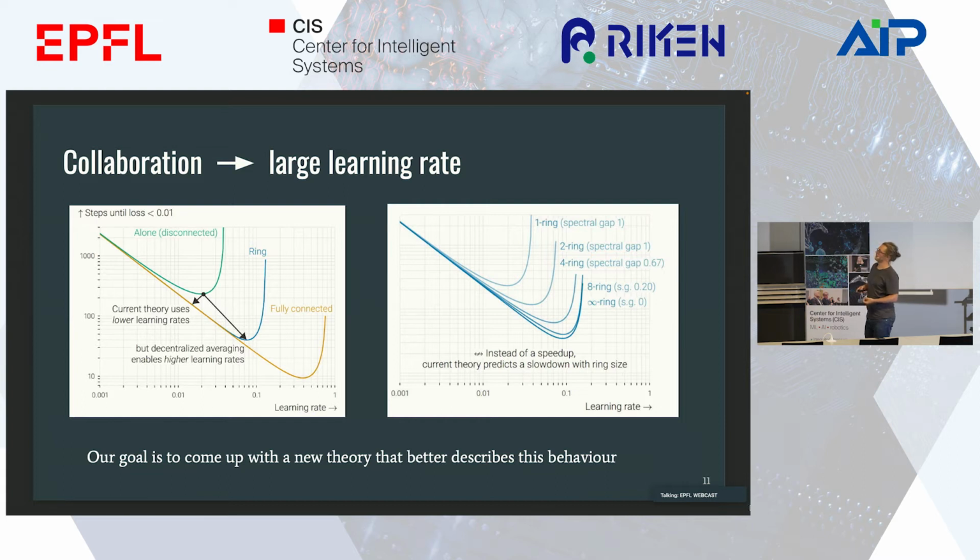And so it seems that although it's not captured by theory, this collaboration enabling larger learning rates still happens here. It's also the case that if you increase the size of the graph, theory predicts that it will be harder and harder, whereas here we see that the breakpoint happens for larger and larger learning rates. So actually, it seems that collaboration and large graphs do help in practice.